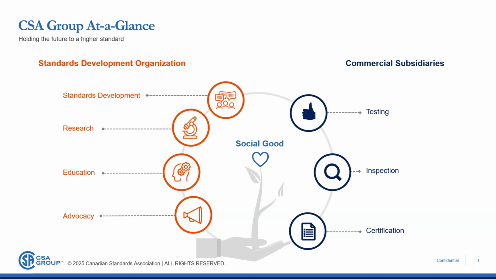On the Standards Development Organization side, we actually have multiple components. We have the standards development work. Then we have a research arm that undertakes research that supports standards development. But then we have education and training that offers capacity building around published standards. And then we have an advocacy group that really supports things like public policy reports that are meant to help inform public policy from the standards lens.